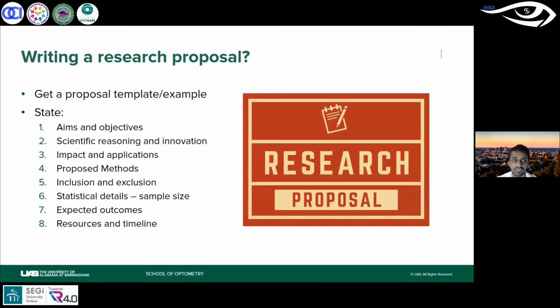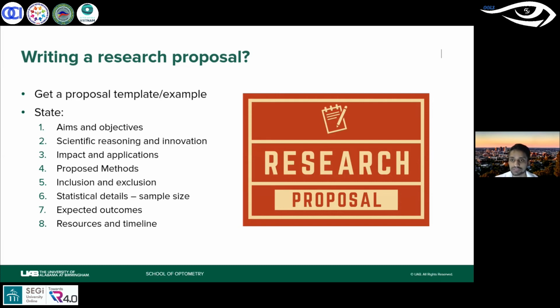So, writing a proposal: get a proposal template or example from whatever body you are submitting your research proposal to. If you are submitting to LBPI for a research, then get a template or an example from them. Each one will have a different way of doing it, though the basics are that they'll ask for your aims or objectives, and the scientific reasoning and innovation. What is your reason behind it? This is where the literature review comes into it. Three is the impact and application, as to how this is going to help the community, or if you do know the answer to this question, how will you apply it?